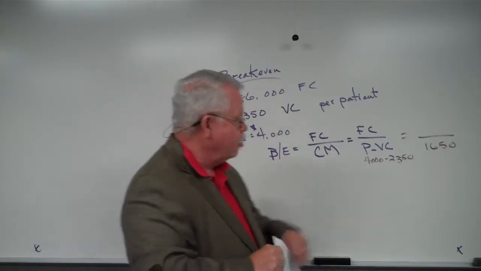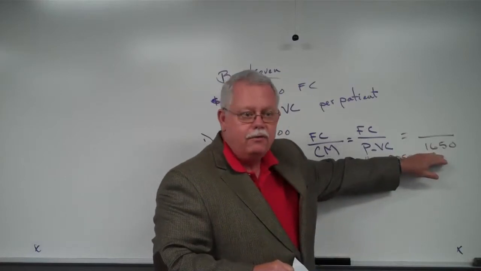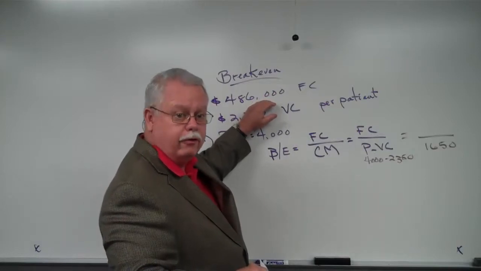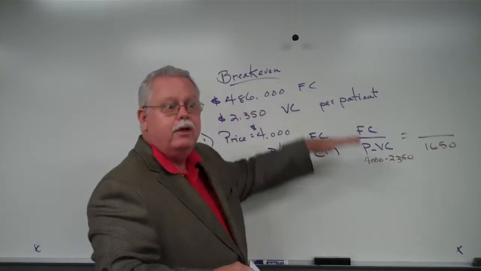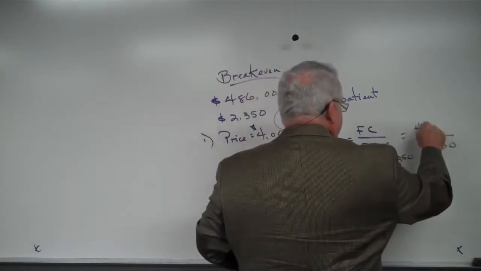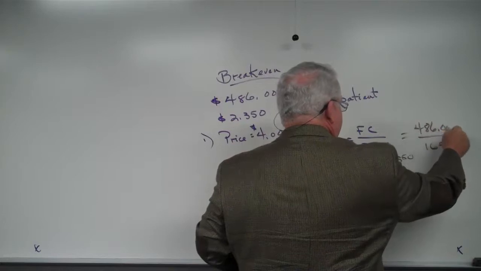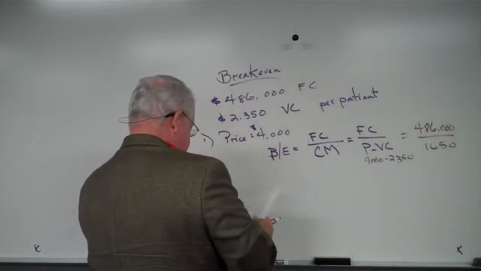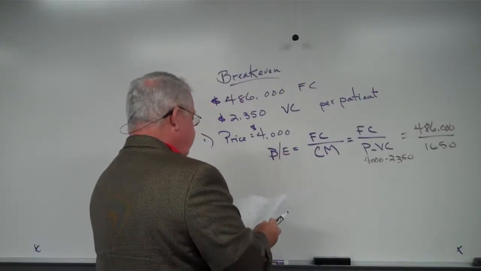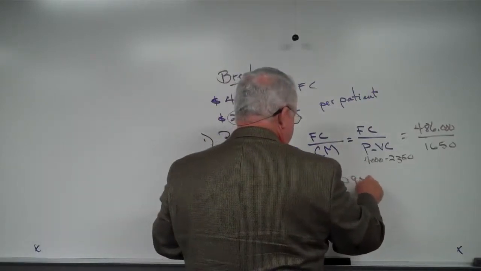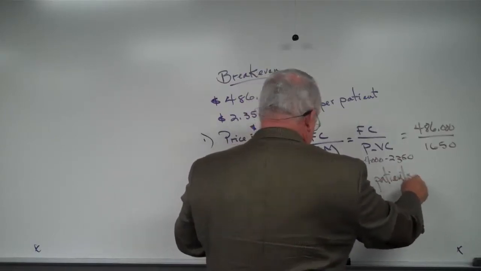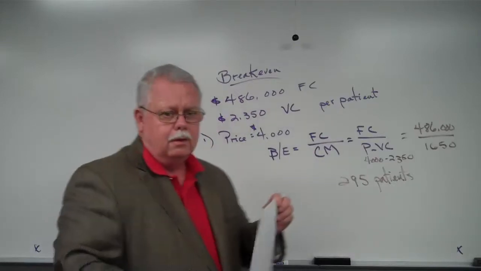It means for every customer or patient that you see, you have $1,650 left over to help defray your fixed costs. And once you get those paid, then it'll be used as profit. So we take the contribution margin, divide it into the fixed costs, and then we turn to the answer sheet, so Strickland doesn't have to do any calculations, and it's 295 patients. Okay so far?